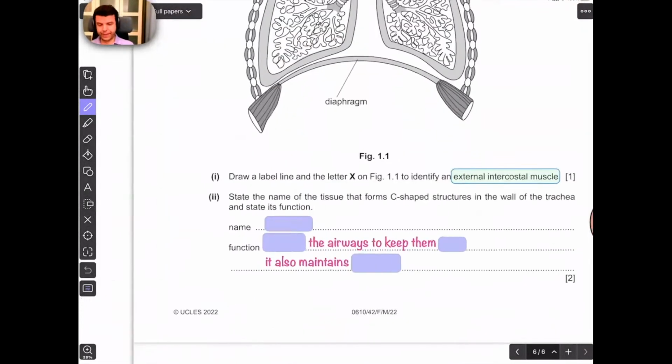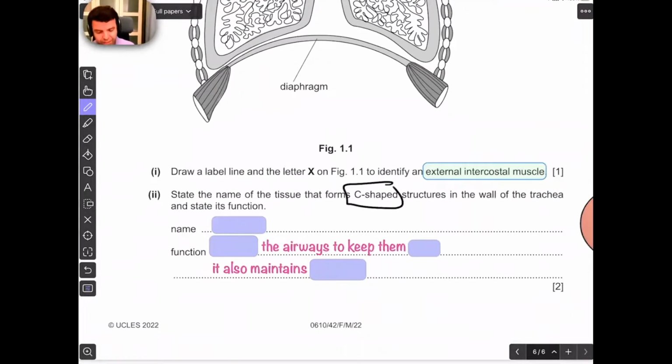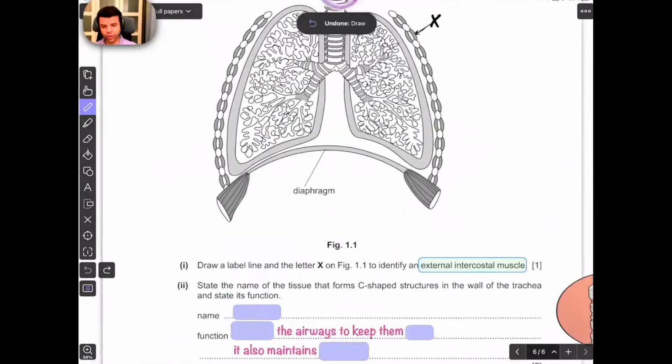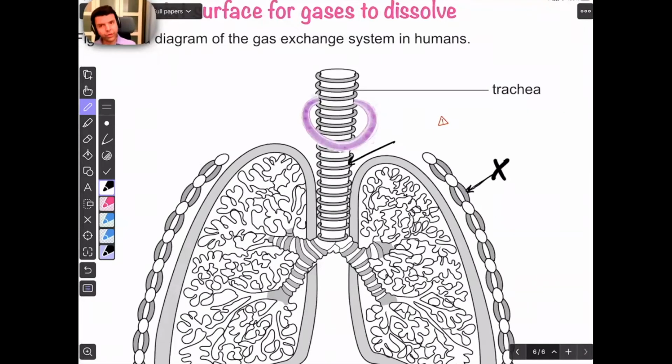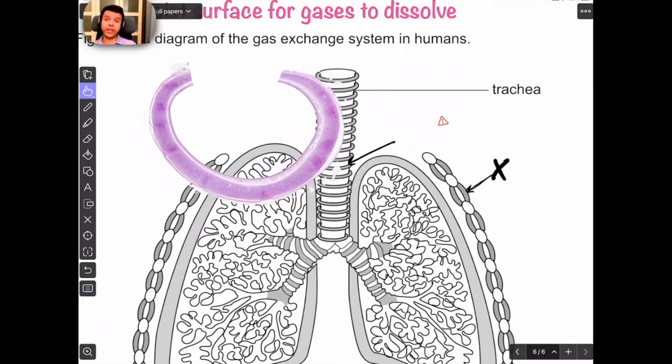All right. Next, they said, state the name of the tissue that forms C-shaped structures in the wall of the trachea. Do you see those rings you have here? Those rings are not complete circles. As the question says, they look like the letter C. Those C-shaped rings are found both in the trachea and in the bronchi. What do we call them again? Cartilage. Those are known as the cartilage rings.